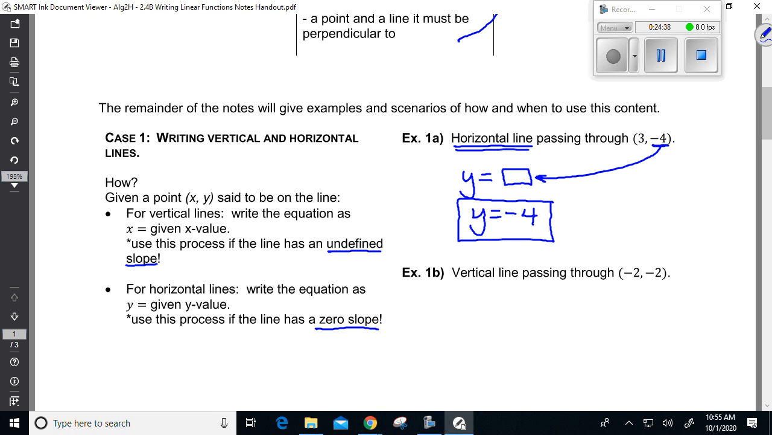Similar process for vertical line. Vertical line is x equals something. Your x value was a -2. x equals -2. I didn't use the other -2. Don't need to. So vertical and horizontal, quick, easy, relatively painless. Questions for case number 1?